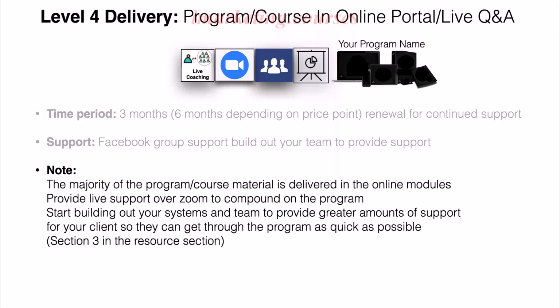Note, the majority of the program course material is delivered in the online modules now. For example, in COA, 98% of the entire thing is covered. You're just using those live clinics to get Q&A, to get your answers, because you might need to hear it in a different variation, or you might have missed it, but it's pretty much 100% all here. You provide live support over Zoom to compound on the program. You start building out your systems and team to provide greater amounts of support for your client, so they can get through the program as quick as possible. Again, to build a signature program, section 3 in the resource section.